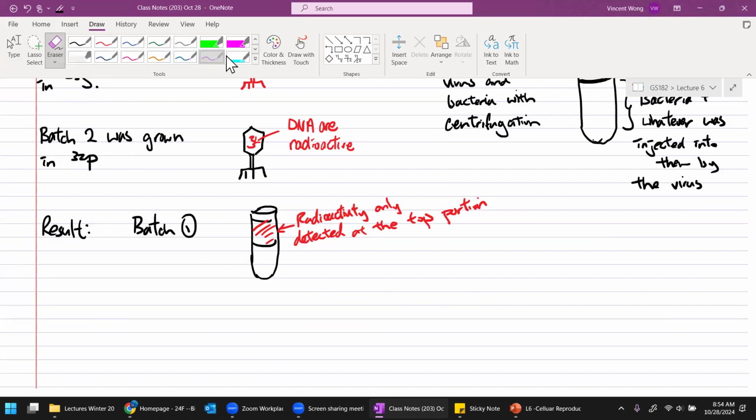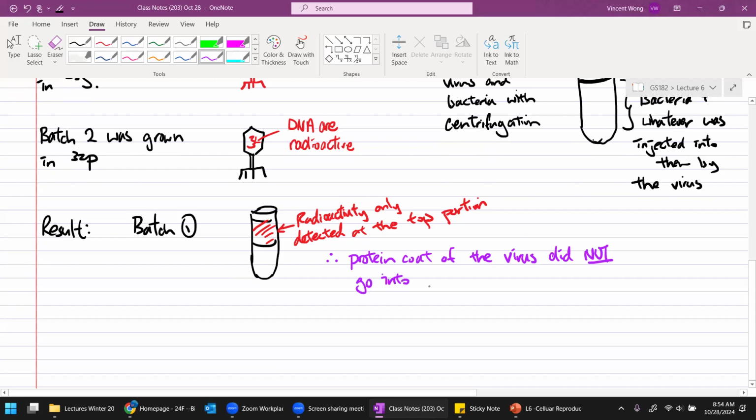What does this mean? Therefore, the protein coat of the virus did not go into the bacteria.